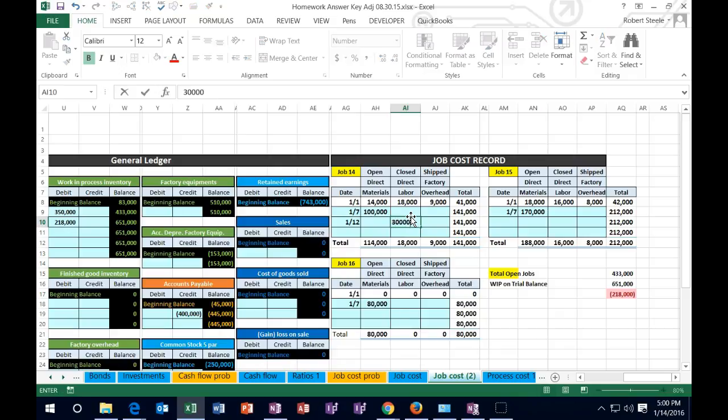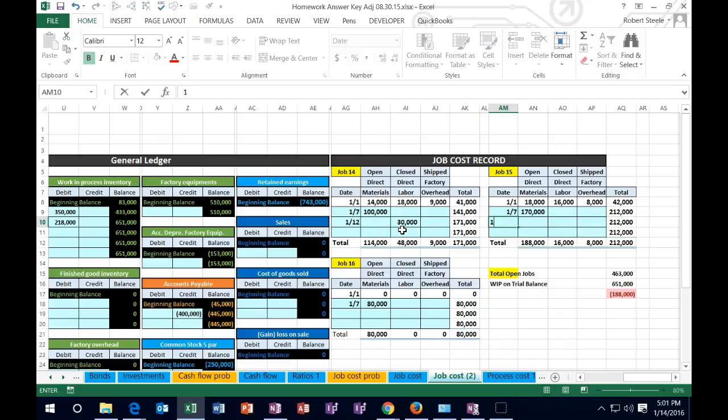So 30,000 of the payroll is going to this job. And you might think, well, we're going to expense it sometime, aren't we? Well, yeah, when we sell job 14, or when we complete it, and or when we sell the inventory related to what is being made in that job in the form of cost of goods sold. That's how we'll expense it.